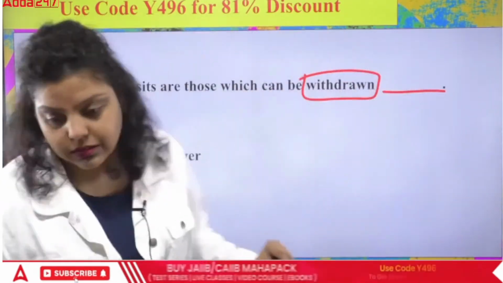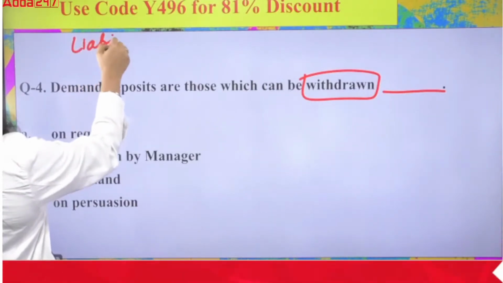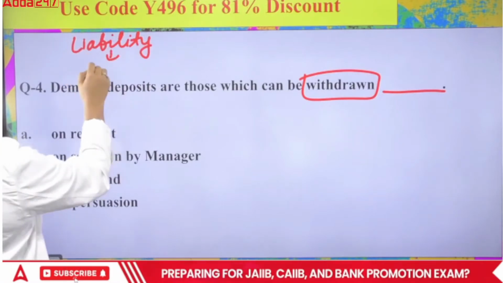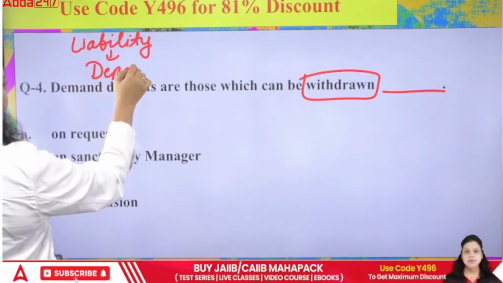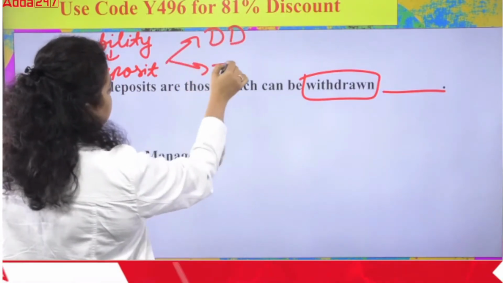Deposits are known as the liability of a bank. And the deposit is of two types. The first one is your demand deposit and the second one is your term deposit.